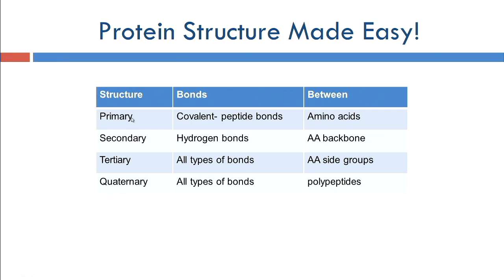The levels: primary, secondary, tertiary, quaternary. What kind of bond is there? This is covalent, hydrogen. These are all types of bonds. And who is it between? This is amino acids. This is the backbone. These are the side groups. And this is polypeptides. Isn't that a lot easier to study it that way? Yes. So that's a good hint for you for studying. Make a chart.